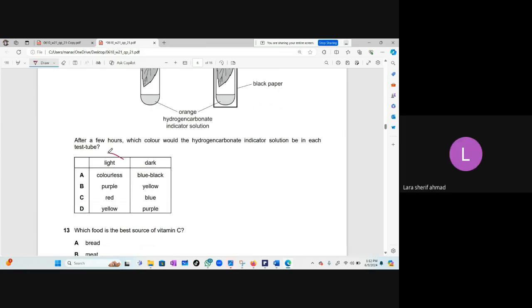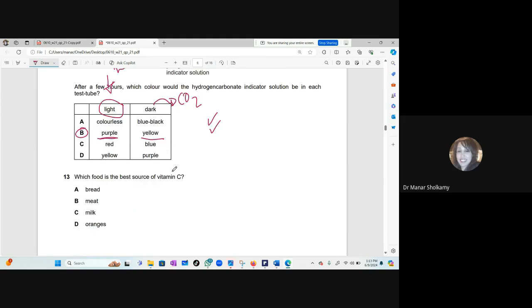Look here, in the light. In the light, it will be doing what, photosynthesis or respiration? Photosynthesis. So the CO2 levels will be high or low? Low, very good. So what is the color of the hydrogen carbonate indicator when the CO2 levels are low? Purple. So the answer is very obvious. It's B. And in the dark, the CO2 levels will be high or low? High, because of high respiration. So it will be yellow. So the answer is B. This is an easy question only if you know the colors of the hydrogen carbonate indicator.